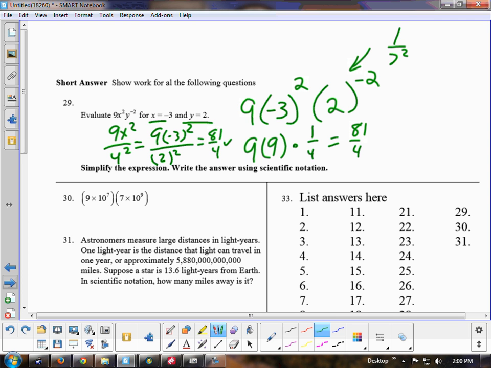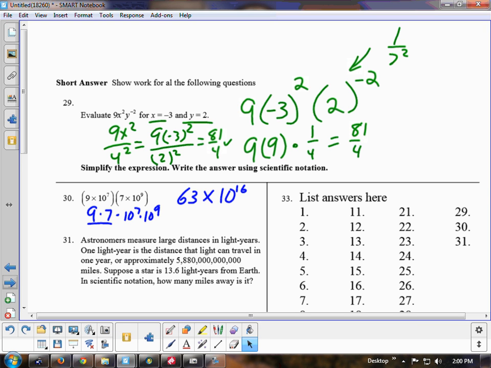Simplify each expression for number 30 and 31. This is the same thing as 9 times 7 times 10 to the 7th times 10 to the 9th. Okay, 9 times 7 is 63, times 10 to the 7 plus 9 is 16. However, it's not in scientific notation. You need to put a decimal there. When I do that, move over this way 1, I'm going to go up 1 with my power. So it's going to be 6.3 times 10 to the 17th.